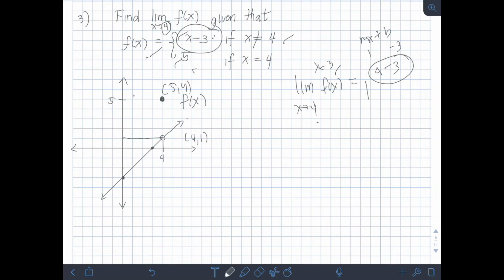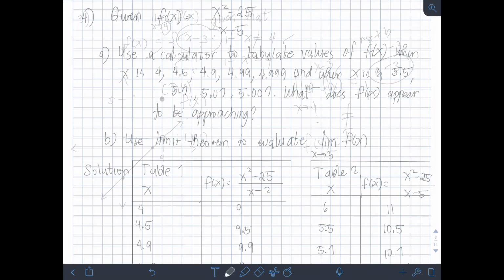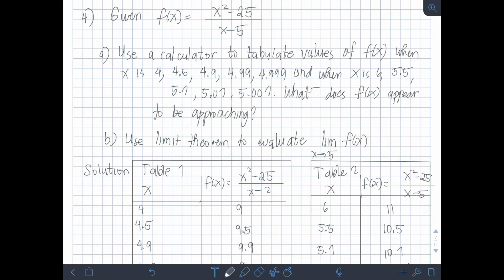Note na yung value natin ng f of 4 ay equal siya sa 5. So, hindi sila equal nung limit ng f of x as x approaches 4 at x is equal to 4. So, in geometric interpretation, mayroong break doon sa graph ng line ng f of x natin na x minus 3. Dinilit niya yung point na 4, 1 at meron tayong additional point na 5, 4. Okay? Next, we have given f of x equals x squared minus 25 over x minus 5.